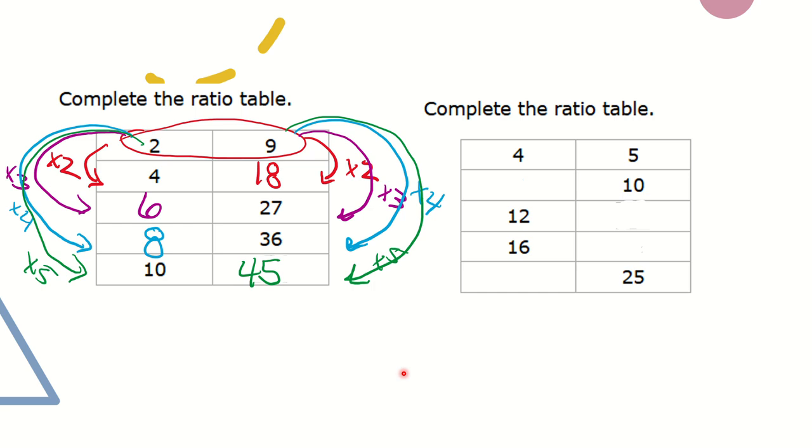Let's try the next one, doing the same exact method. So in this case, the equivalent ratio we're trying to create is 4 over 5. And we're going to do the exact same method. So in this case, we know again that 5 times 2 gives me 10. So 4 times 2 gives me 8. We know that 4 times 3 gives me 12. So 5 times 3 would give me 15.